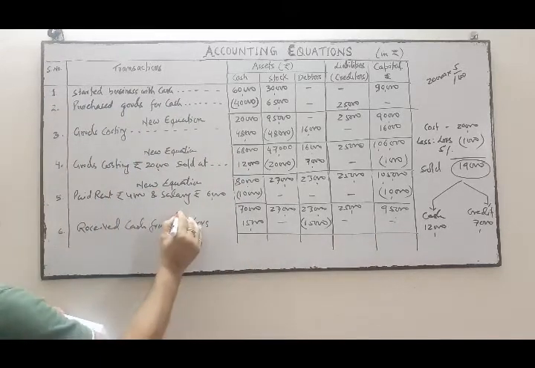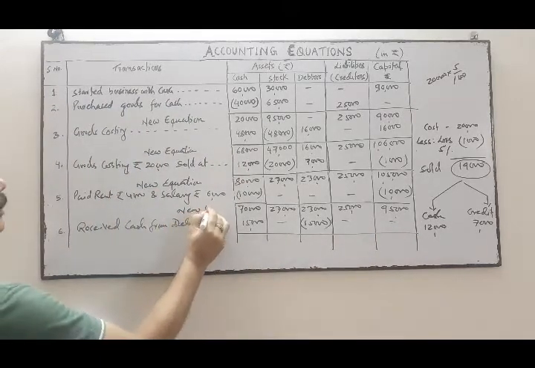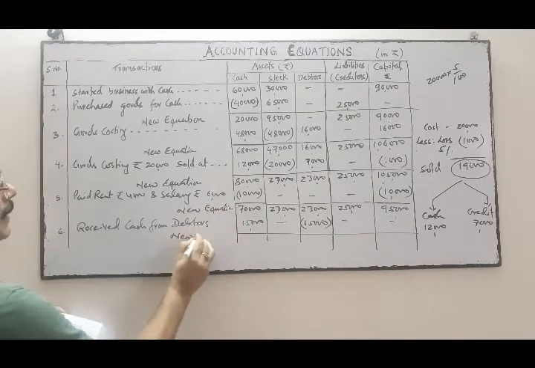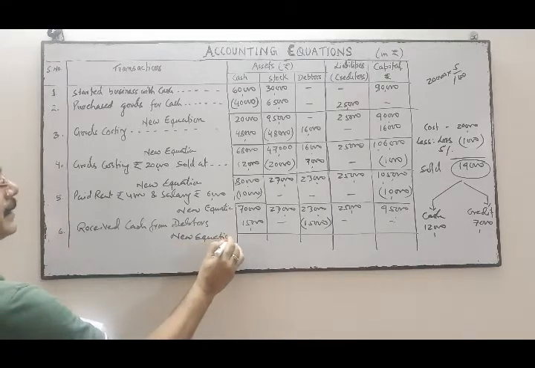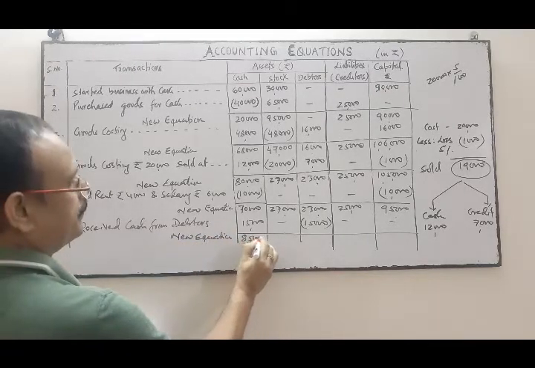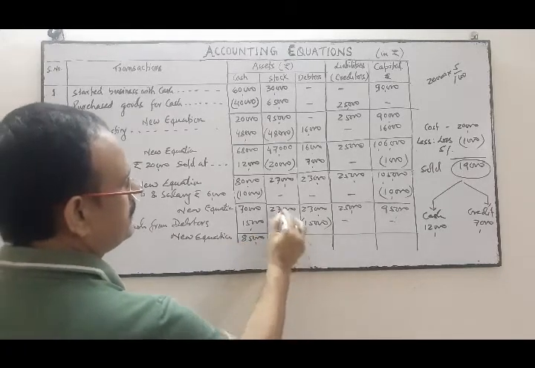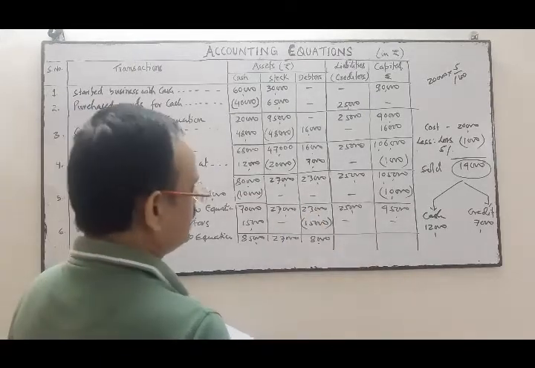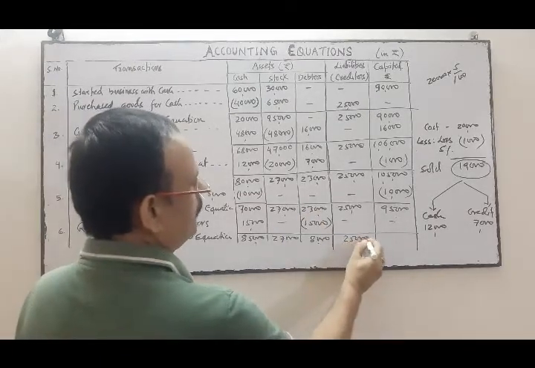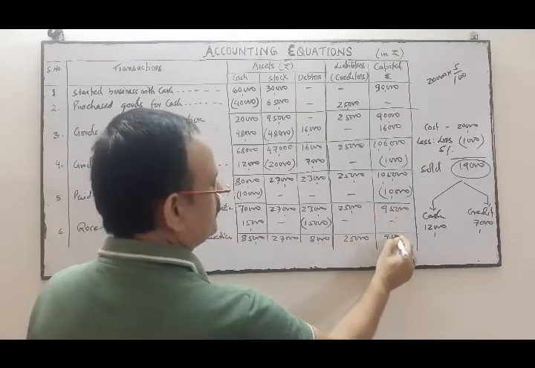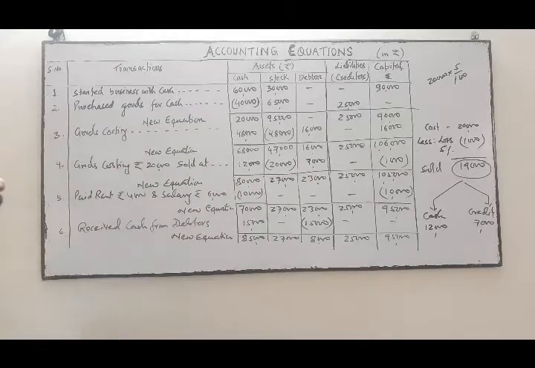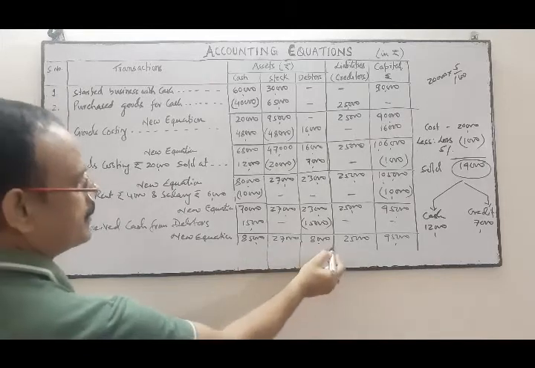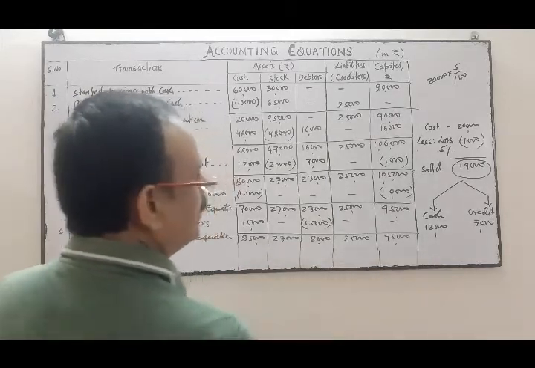Now the new balance. Here is the new equation after the sixth transaction. It is 85, 27 as it is, so minus 8,000, 23 minus 15, 8,000, 25 as it is, the previous figure, 95 as it is. So this is the accounting equation, the new equation after the six transactions.